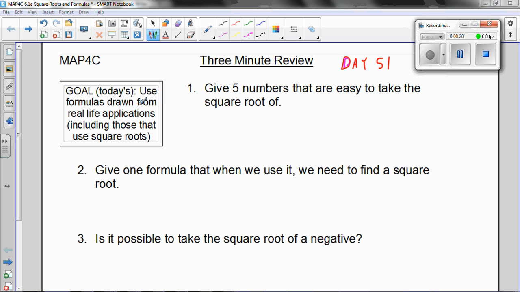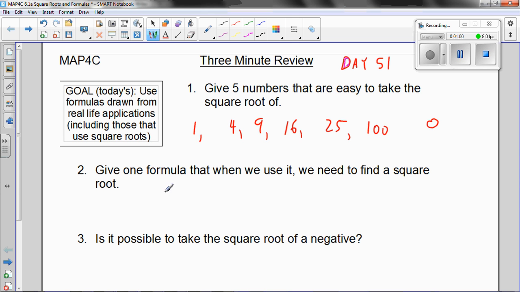The goal today: use formulas drawn from real life applications, including those that use square roots. So this first half of the day is all about roots. Give 5 numbers that are easy to take the square root of, and anything that is something squared. 4 is 2 squared. These are all numbers that are easy to take the square root of. 1 is one you might forget about. The square root of 1 is 1, and lots of them. Lots and lots of them.